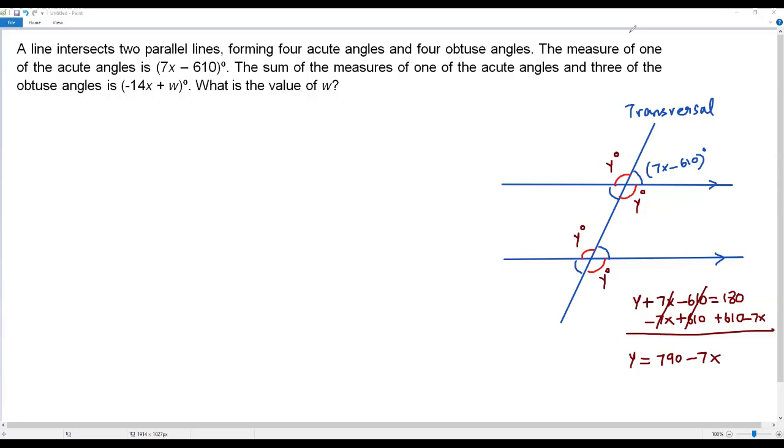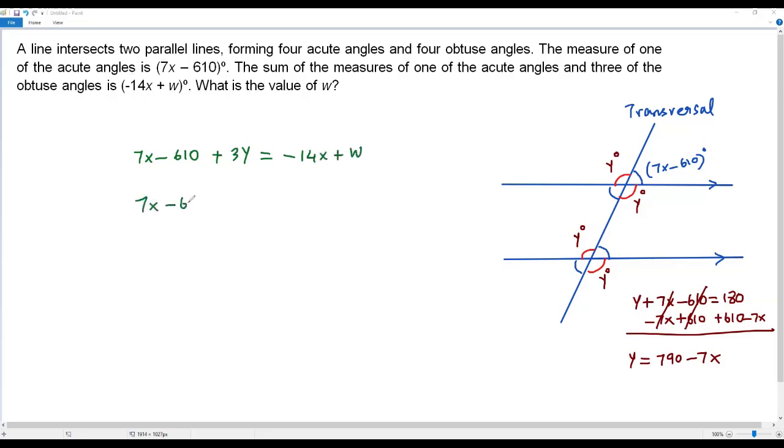Okay, now let's go to the information we have in the question. That is, the sum of the measures of one of the acute angles and 3 of the obtuse angles is −14x + w degrees. So we have to take one of the acute angles and 3 of the obtuse angles. One of the acute angles means it measures 7x − 610. Let me write this. And 3 of the obtuse angles. We know the measure of one obtuse angle is y degrees, and 3 of the obtuse angles means it's 3y. So I just added. So this is the sum of one of the acute angles and 3 of the obtuse angles. According to the question, this sum is equal to −14x + w. Let me write it over here.